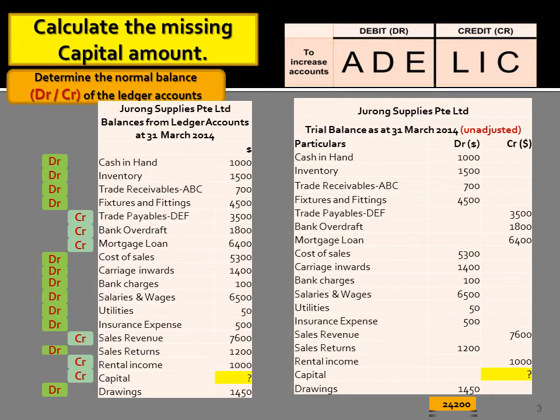The total debits is $24,200. The total credits will also be the same amount. Using this fact, we can then subtract all the other credit amounts to get our unknown capital figure. So we will take 24,200 minus 3,500, deduct away 1,800, deduct 6,400, deduct 7,600, deduct 1,000, and we will get $3,900 for the capital amount.